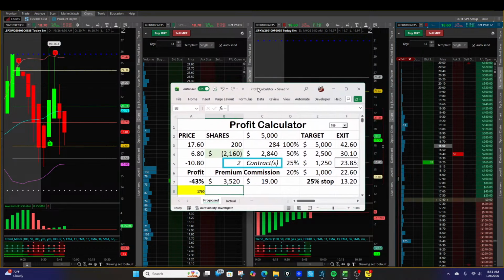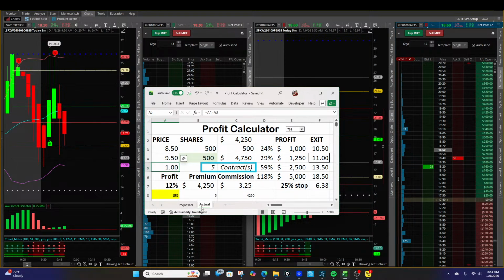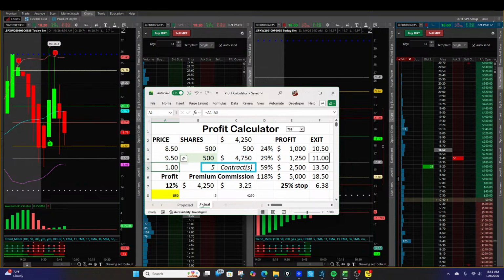Let me show you real quick my profit calculator. I'm putting $17.60 here. This is a proposed one. I have an actual one that really happened. So the proposed, actually we need the actual. 17.60, and I got 2 contracts.